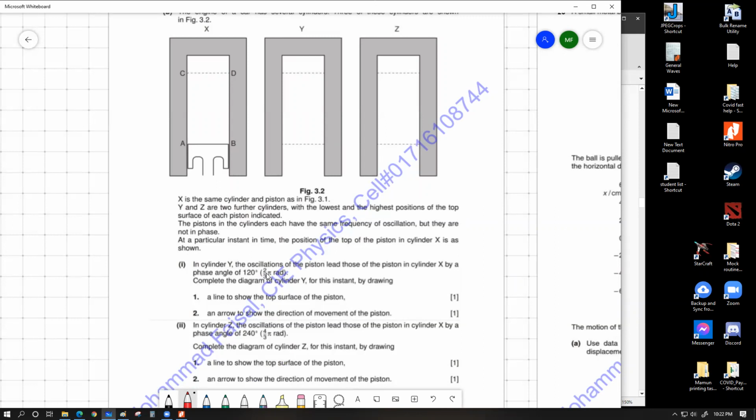In cylinder Y, the oscillations of the piston lead those of the piston in cylinder X by a phase angle of 120 degree. Complete the diagram of cylinder Y for this instant by drawing a line to show the top surface of this piston and an arrow to show the direction of movement for this piston.